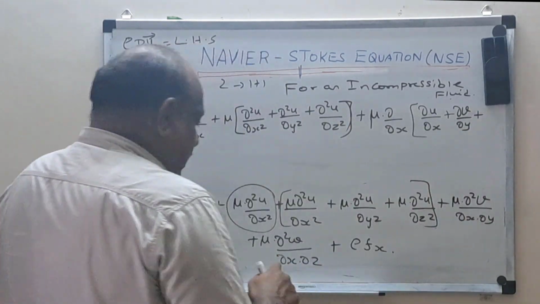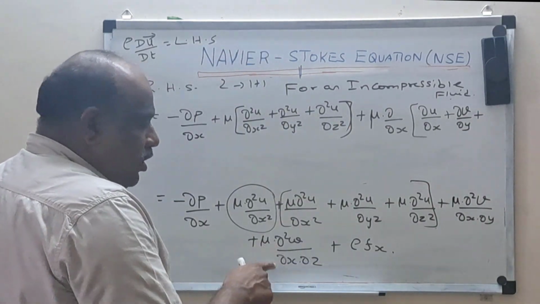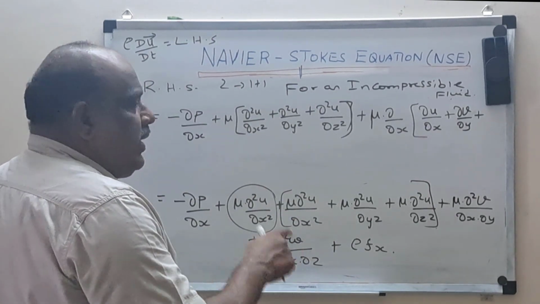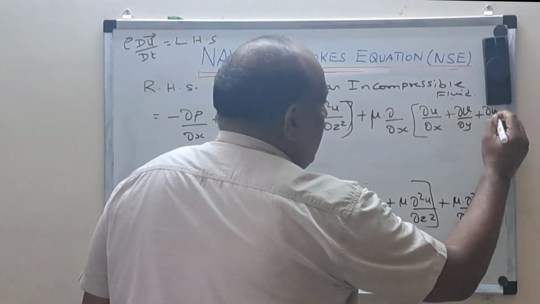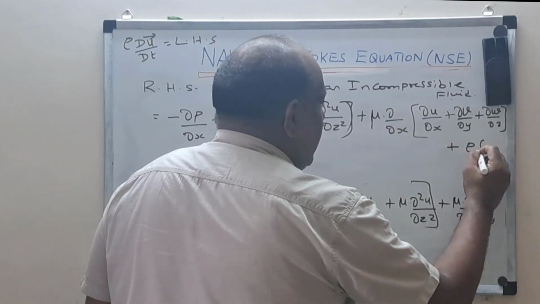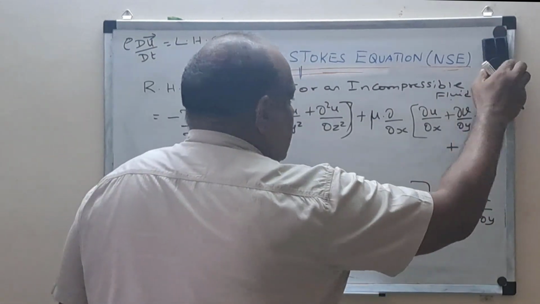Plus in this term I am going to take what? μ into ∂/∂x as a common term. The remaining term will be what? ∂w/∂z. So it will be ∂w/∂z. Plus, don't forget to write the body force term, plus ρ into fx.